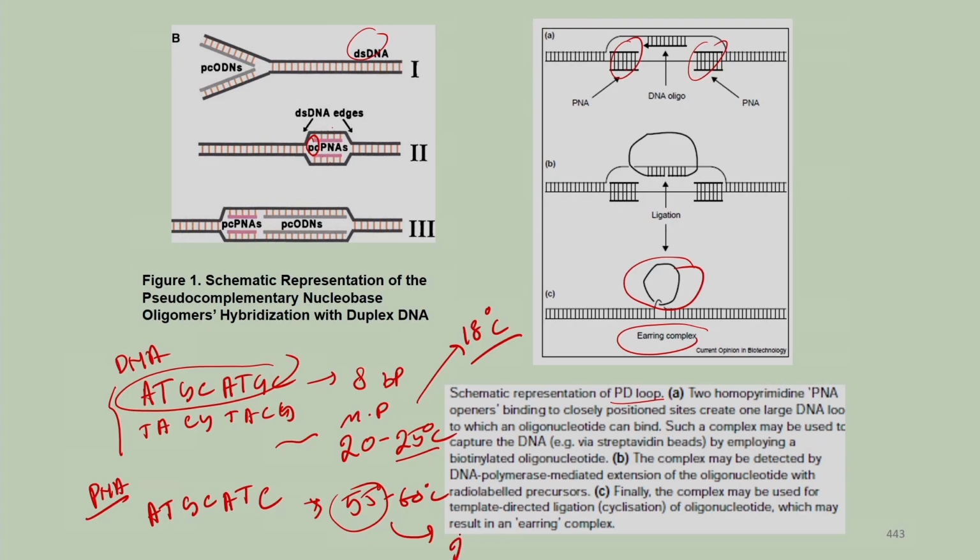In this case, it would be around 15 to 20 degrees less if you have a single base mismatch there. So, if the difference is high, then by simply studying the melting point, you can see that there is some mismatch over here, because this cannot be an experimental error. 15 to 20 degrees Celsius cannot be an experimental error.